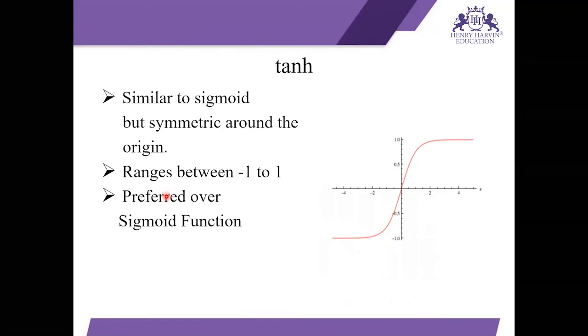The next activation function is tanh. This is also similar to the sigmoid function, but the only difference is that it is symmetric around the origin and it ranges from -1 to +1, and this is preferred over sigmoid, right? So this is of the form tanh(x) = 2 / (1 + e^(-2x)), right?